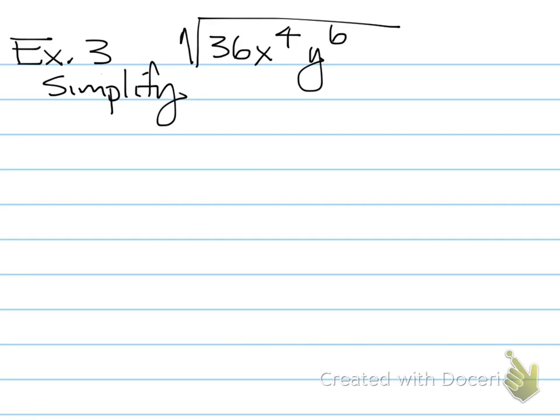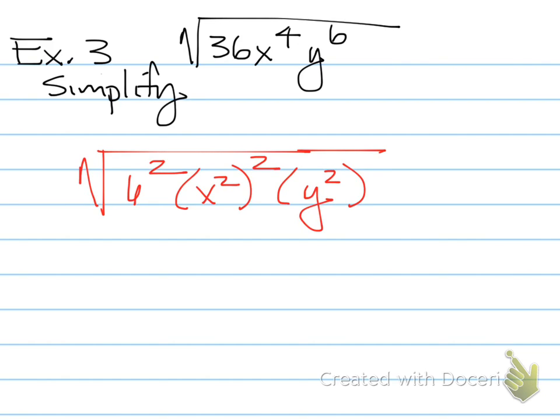In this example, this is a square root, so the index is 2. So I want to count the number of pairs of factors that I have. 36 is 6 squared, and then x to the 4th is x squared to the 2nd power, and then y to the 6th is 3 y squareds. So I can pull out a 6, I can pull out 2 x's, and I can pull out 3 y's.